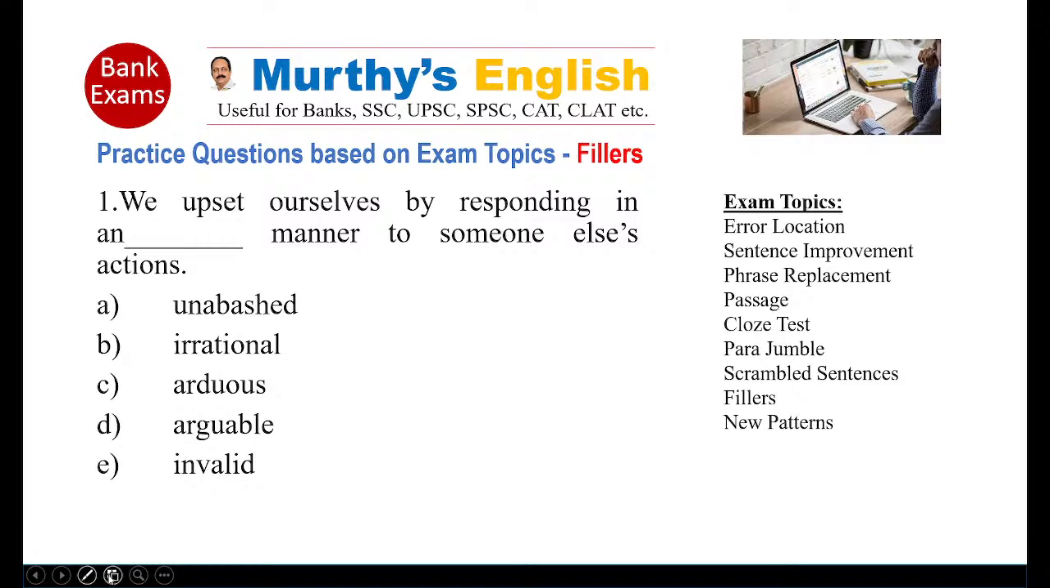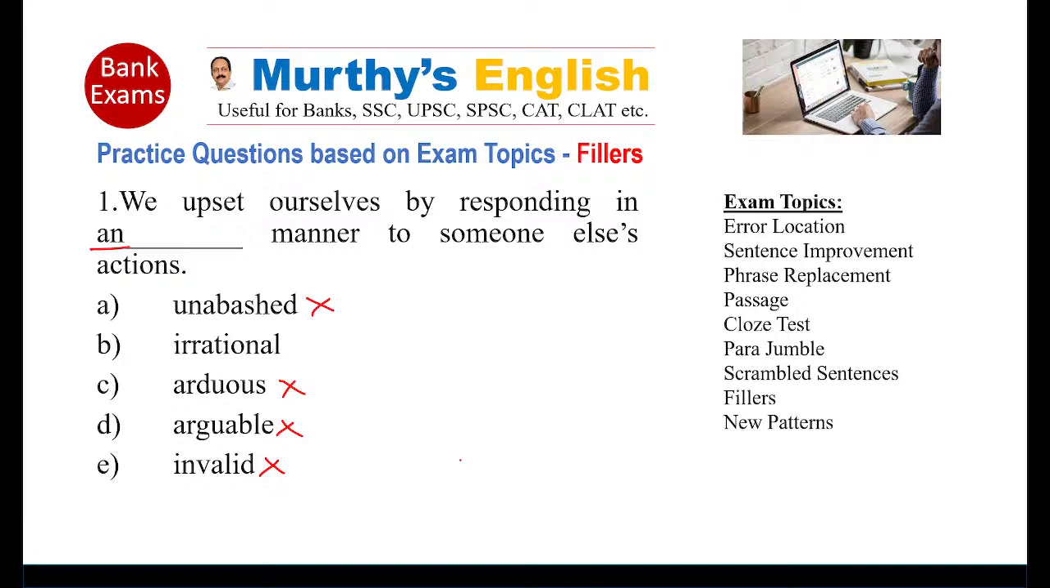We upset ourselves by responding in an manner to someone else's actions. First, you have to know the meanings of these words, only then you can answer. Unabashed means shameless, without any hesitation, without any shame. Unabashed, not irrational manner. Here you have to understand, but here, an indefinite article, all the words can be considered. Irrational manner. Arduous means hardworking, laborious. No, it doesn't go with the context. Arguable. No. Invalid manner. Again, not correct.